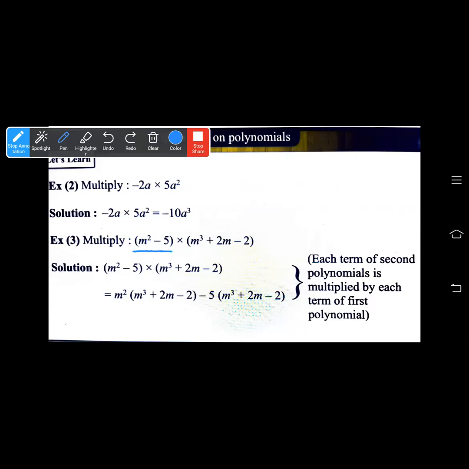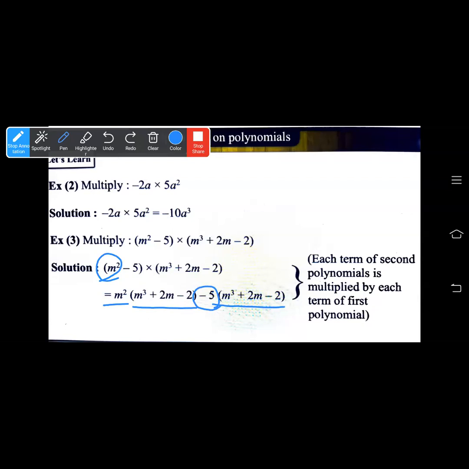M square minus 5 should be written in bracket, multiply by, this multiplication sign should be written. That means you have understood that you are doing that operation of multiplication. This multiplied by this and it should be written in bracket. Then write the solution. Once again write the same question. Then multiply m square with the second polynomial. Then multiply minus 5 with the second polynomial. The second polynomial is m cube plus 2m minus 2.